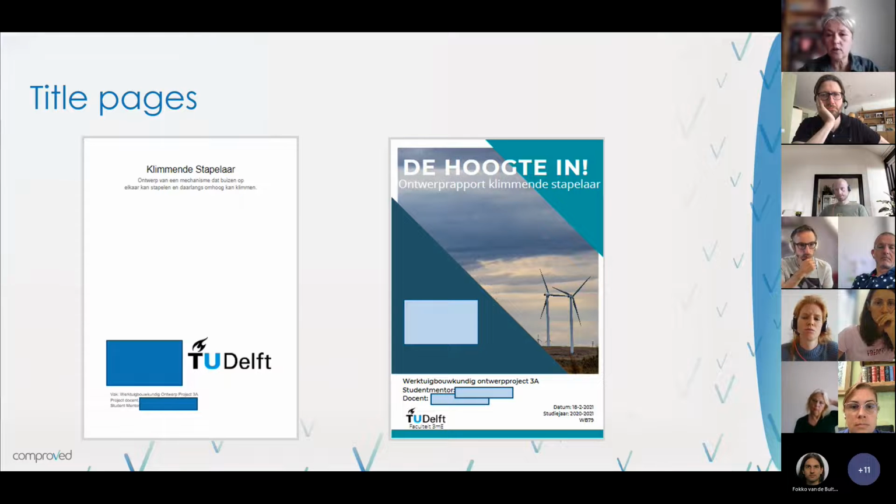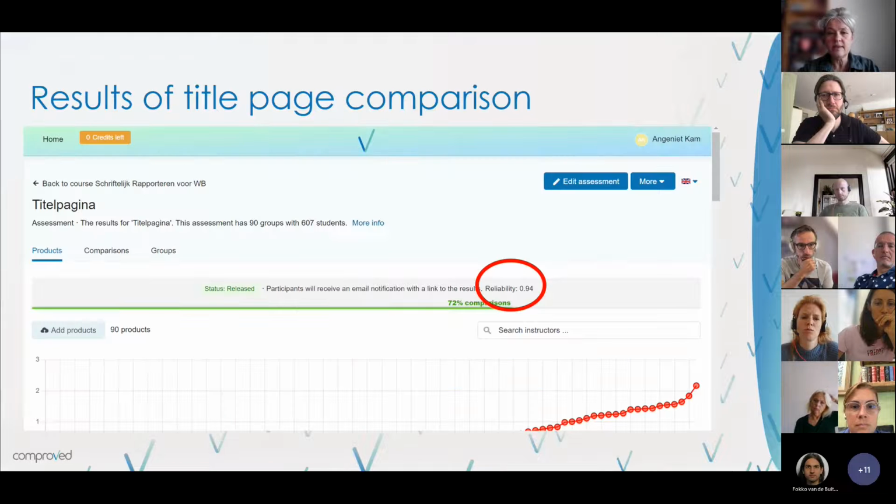And I had to, of course, anonymize the names of the students and the lecturers that were involved here, but this gives you a bit of an idea. And then when we had the students do these comparisons, we came up with a reliability score of 0.94, which is quite high, I think. We did not use this for summative purposes, but only for formative purposes.